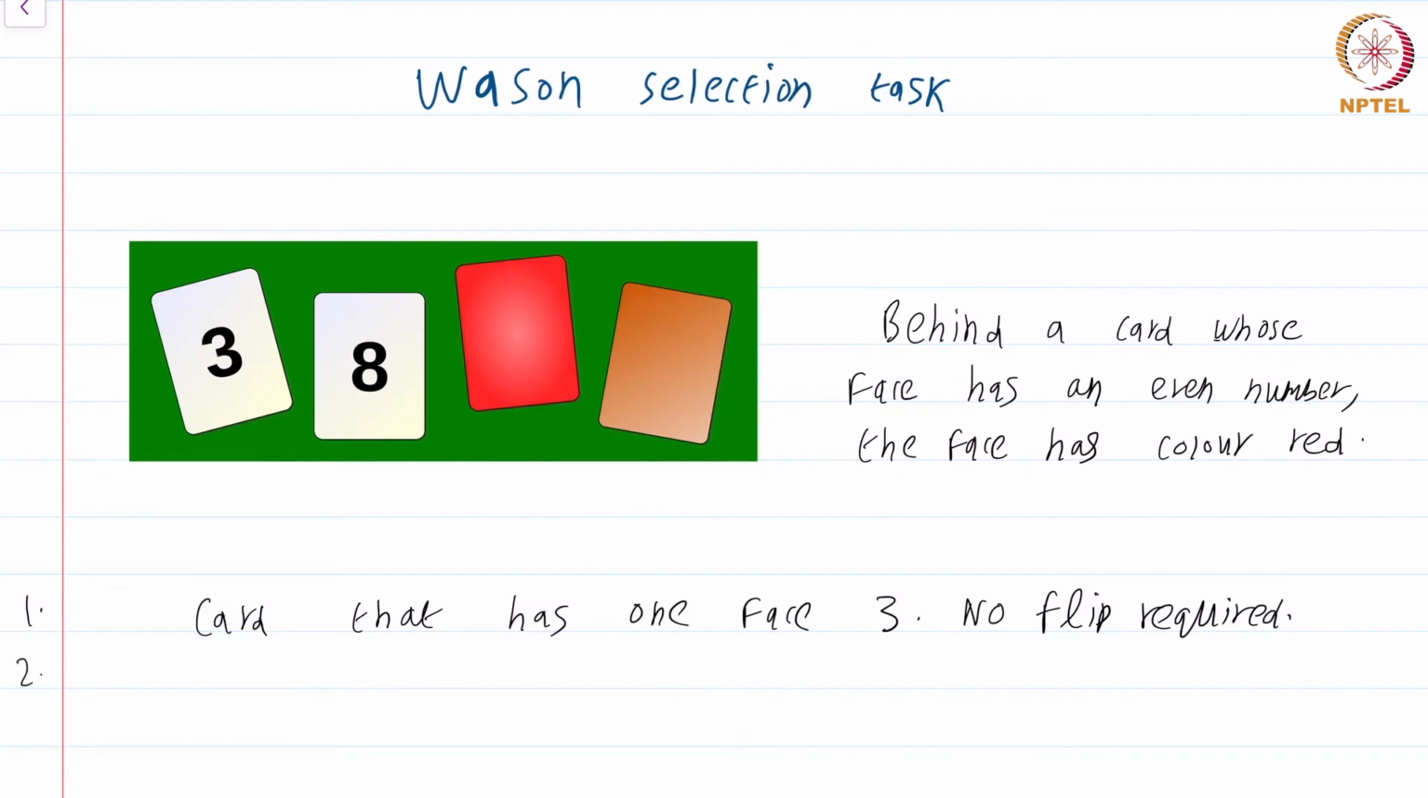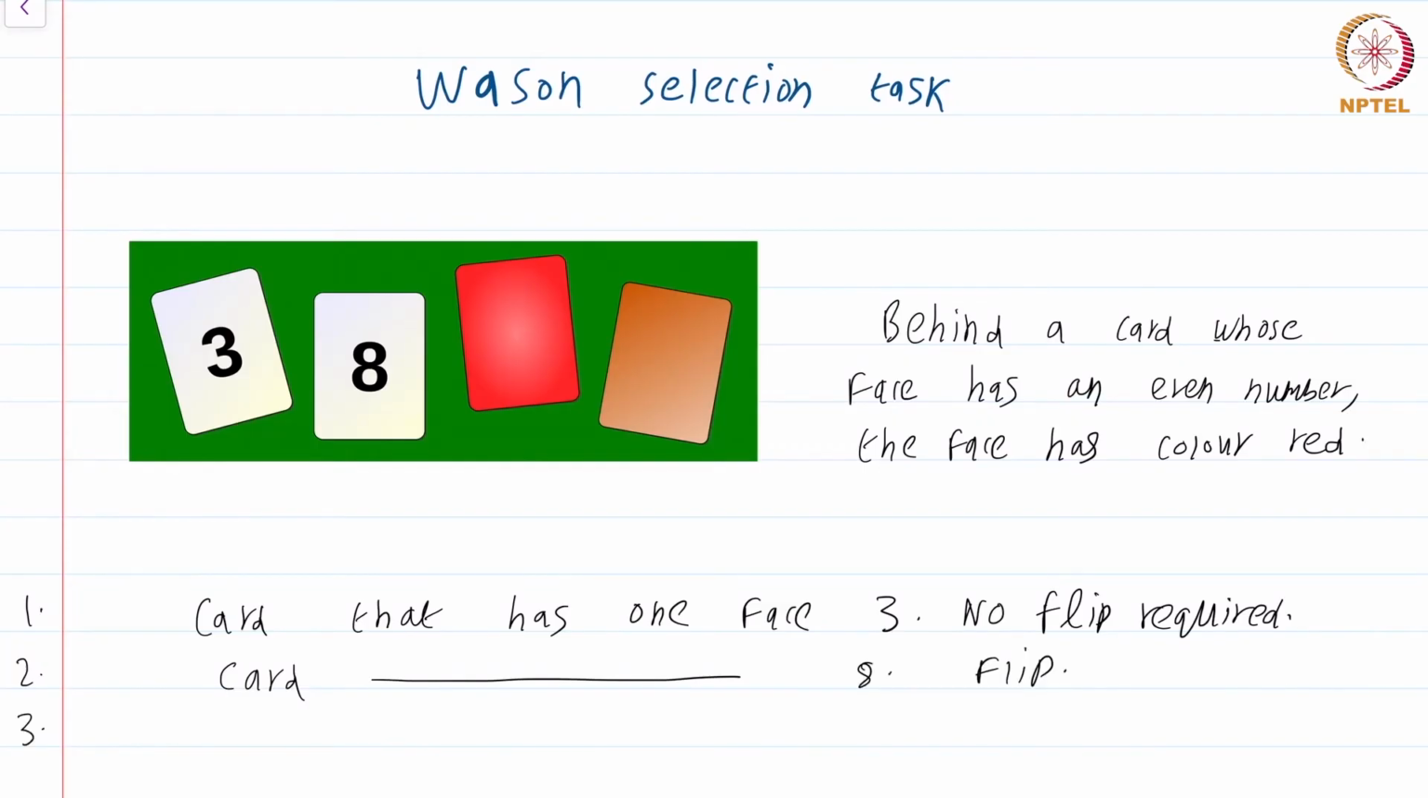Okay. Second, card that has face 8. Obviously, you need to flip this. Obviously, you need to flip this because you have to check that the opposite side is in fact red. So, card that has one face 8, flip.